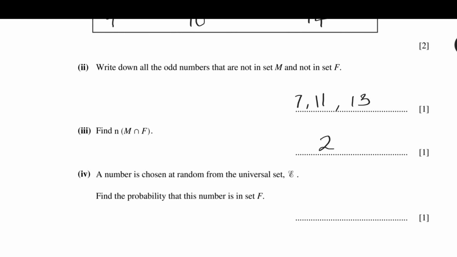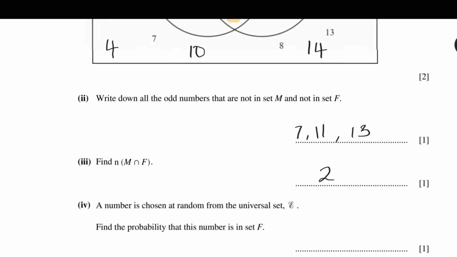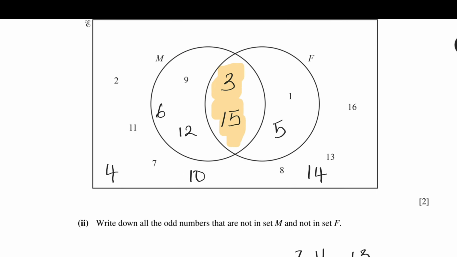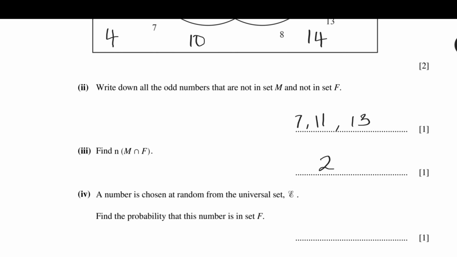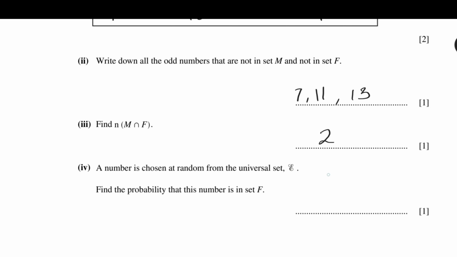Okay. A number is chosen at random from the universal set. Find the probability that this number is in set F. Now, the universal set consists of 16 numbers, numbers 1 all the way to 16. How many numbers are in set F? We have 4 numbers in set F. So, this question will be answered as we have 4 numbers in set F out of the possible 16 numbers in the entire set. You could take this to the lowest term or leave it like this. You're fine either way. So this would also be written as 1/4.